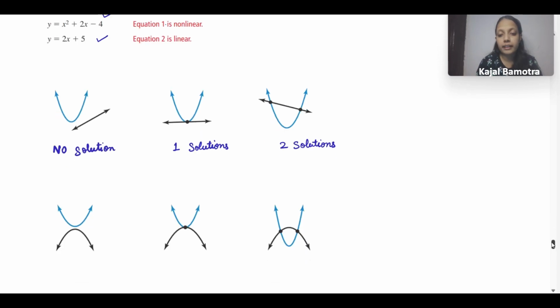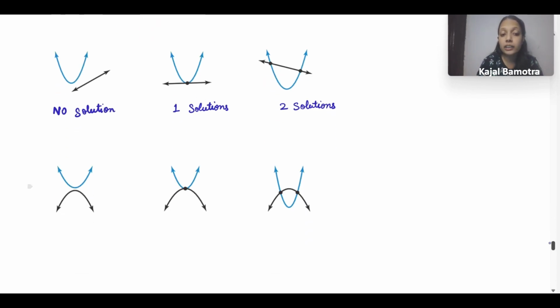Okay, next. Now both are curves. It's not always that one is a curve and one is linear; both can be nonlinear. We have to solve two nonlinear equations. If we look at the graphs, the two graphs are not intersecting, so no solution. Here, the graph is intersecting at one point, so it is one solution. And here, it is intersecting at 2 points, so I will say 2 solutions.